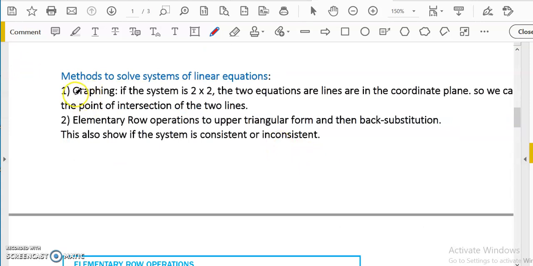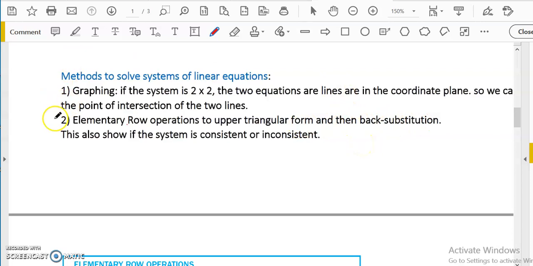Of course, in the old days in algebra, you have learned how to use graphing to solve a system, especially if it's a 2 by 2 or even 3 by 3 system. So you graph the two equations, and the point of intersection is the solution. Okay, the point of intersection is the solution. The main thing that we want to use is something called elementary row operations. So we will convert it into an upper triangular system and then use back substitution to solve.